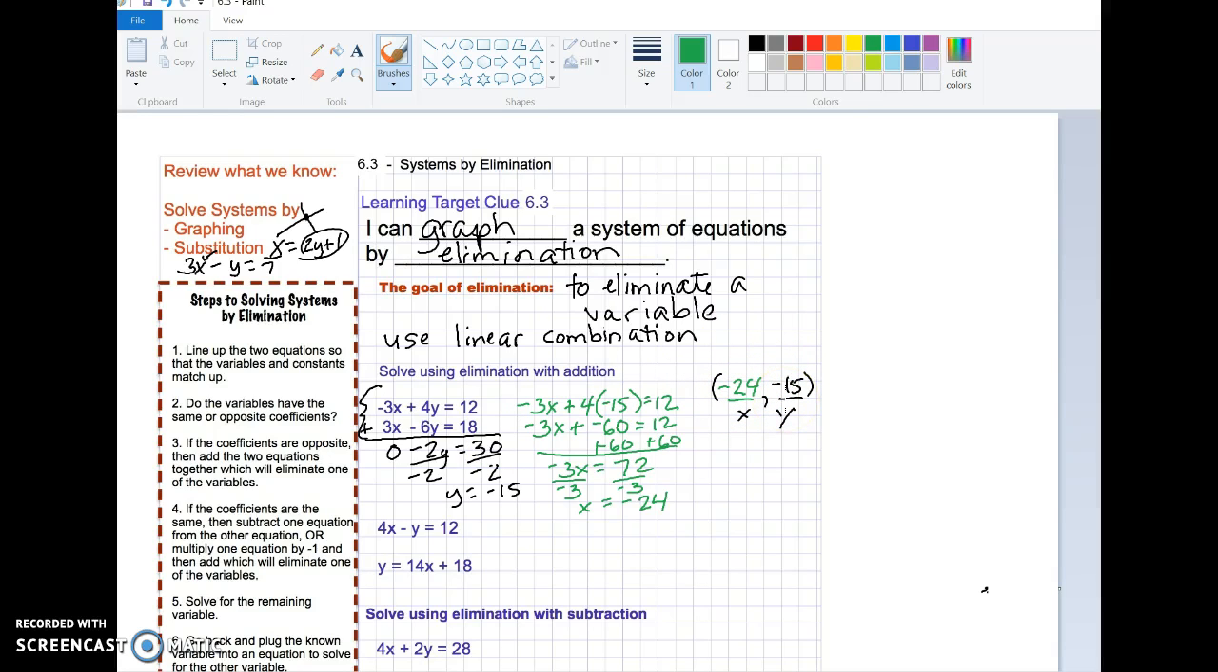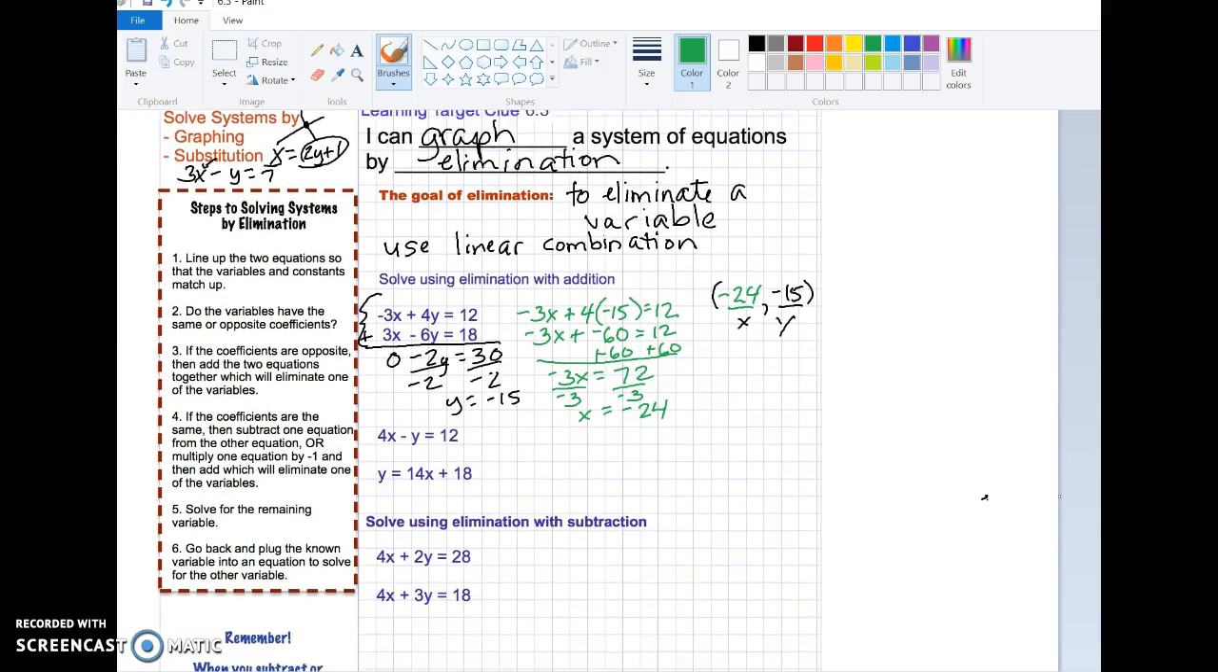And I could go in and double check by making sure that it makes a true statement in my second equation as well. 3 times negative 24 is negative 72, and negative 6 times a negative 15 is a positive 90. So positive 90 minus 72 is 18. Feel free to use a calculator or do it on your own, or just trust me. But you should never trust me because I make mistakes all the time.